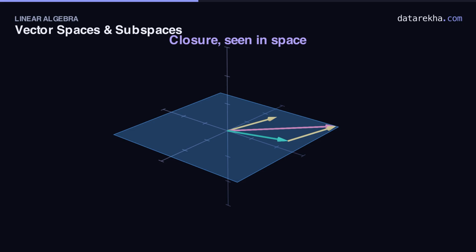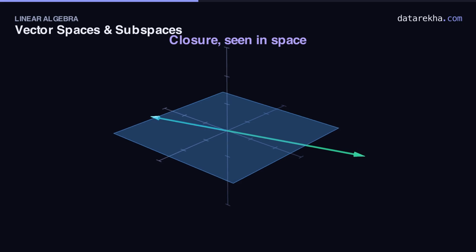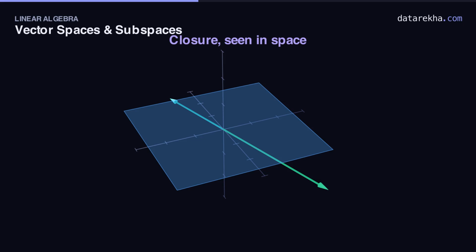Addition kept us inside. Scaling behaves the same. Stretch the green arrow or flip it to the other side. It only ever slides along the floor. Both moves stayed on the sheet. And that is exactly what makes a plane through the origin a genuine subspace.